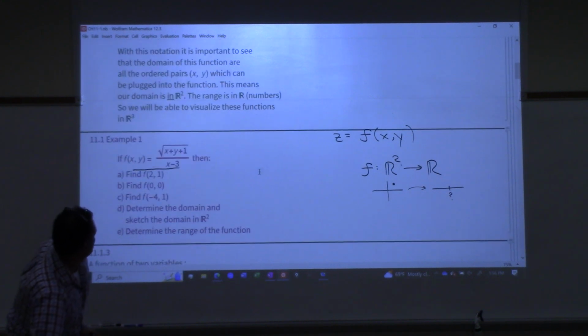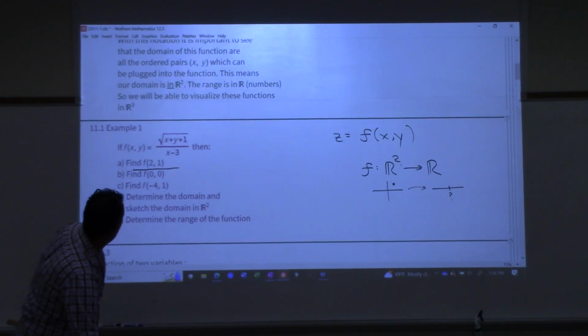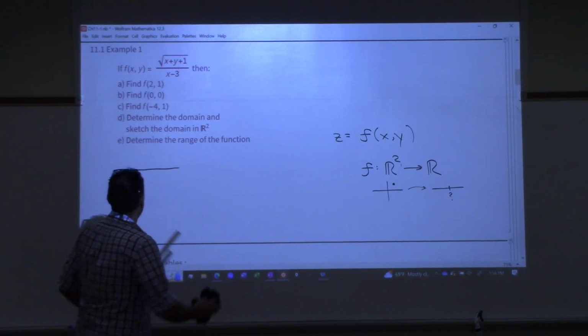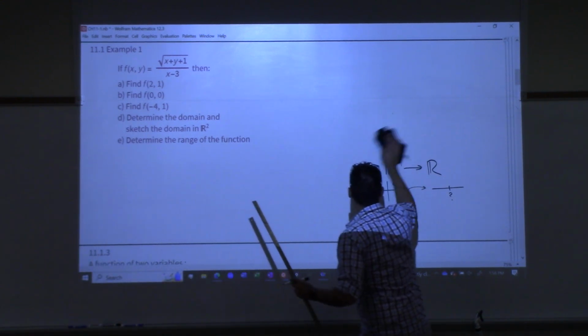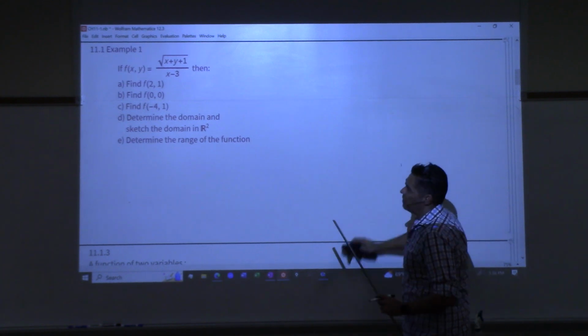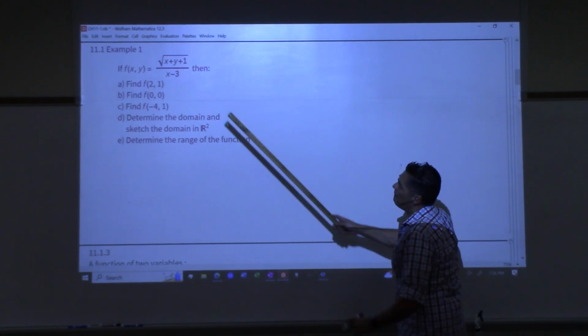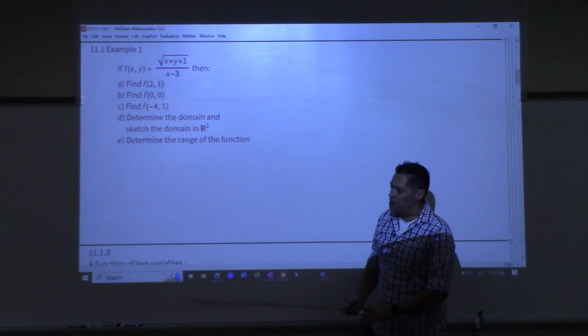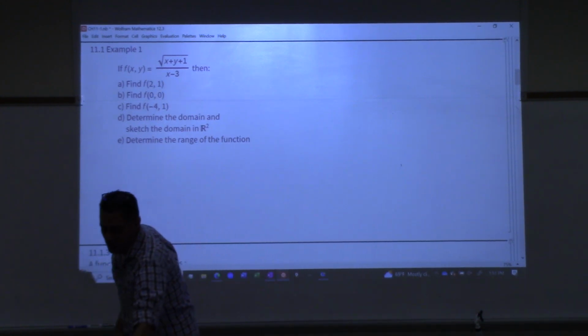So I'm going to show you pictures. We're going to get into what these all look like, but I want to just start off algebraically, just to make sure we understand how this works. So I've given you your first function up here, f of x, y equals the square root of x plus y plus 1, all over x minus 3.